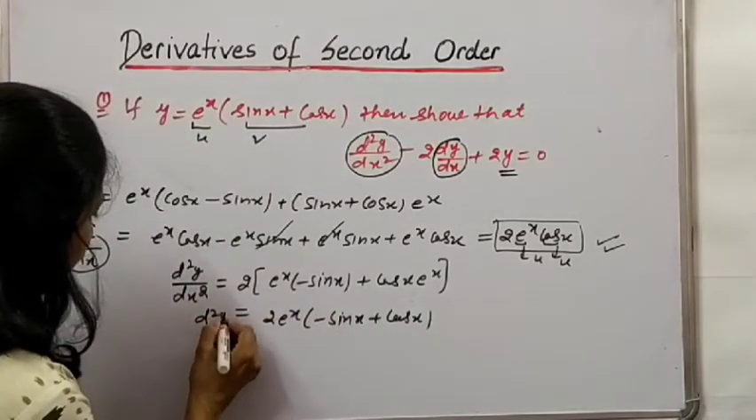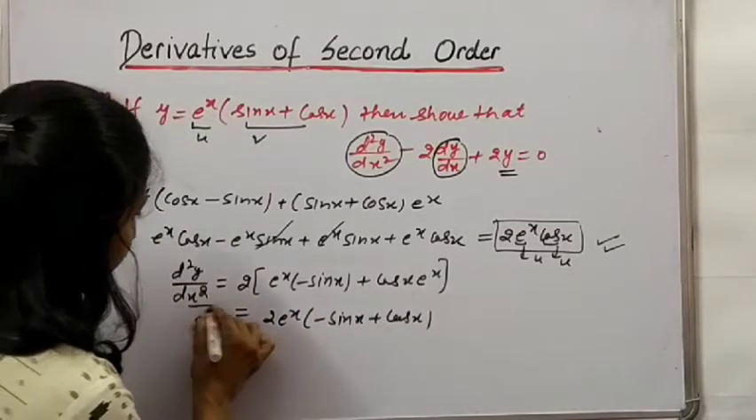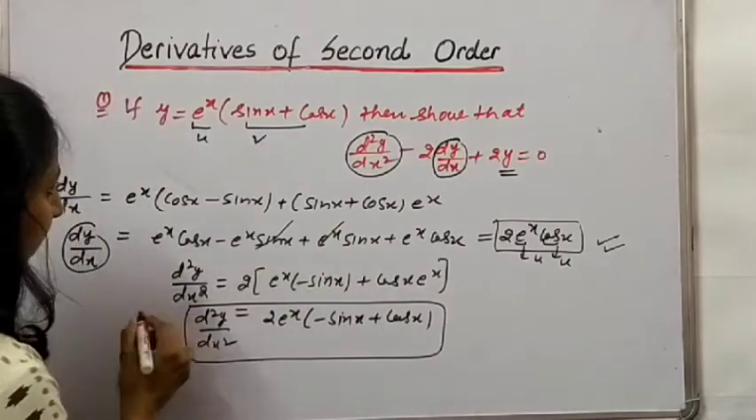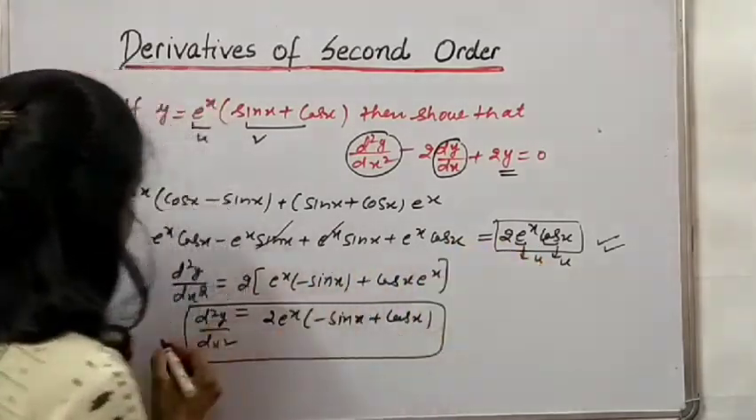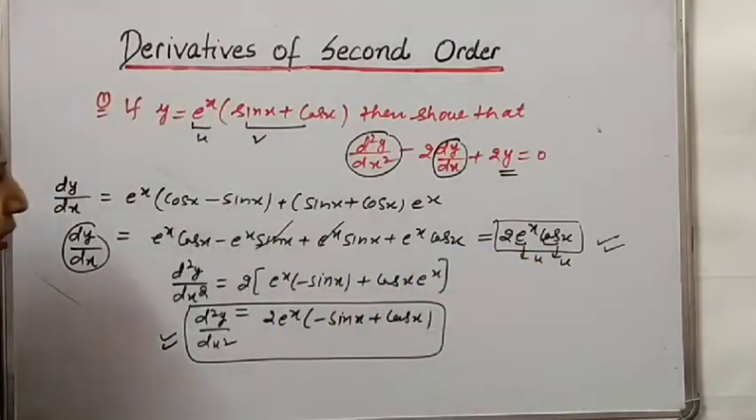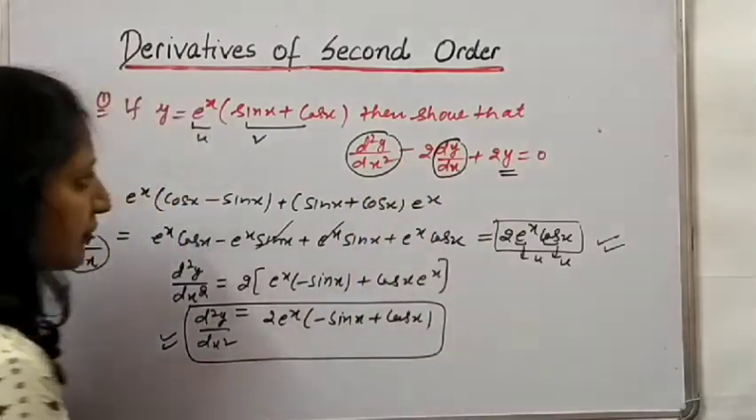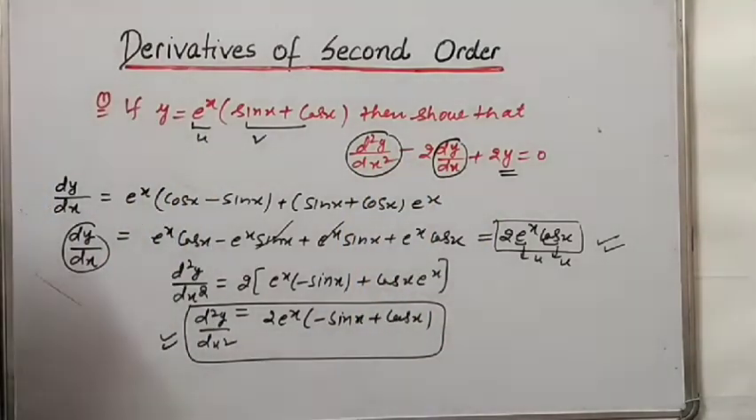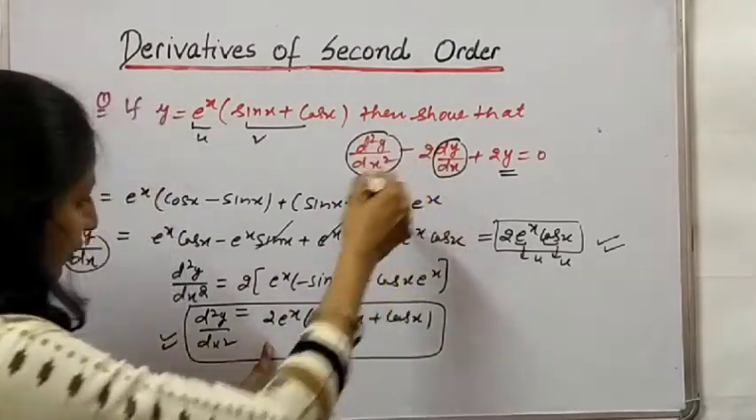So it is our second order derivative, that is d2y upon dx square. Now we have determined both first order derivative and second order derivative. Now just put the values in the left hand side, and after substituting we will get our required value, that is equal to 0. So first of all put the value of the second order derivative.